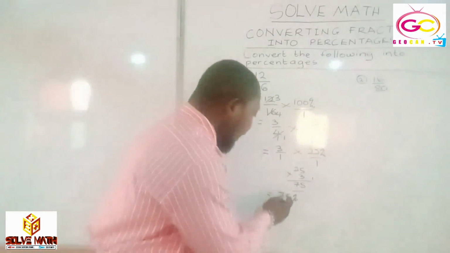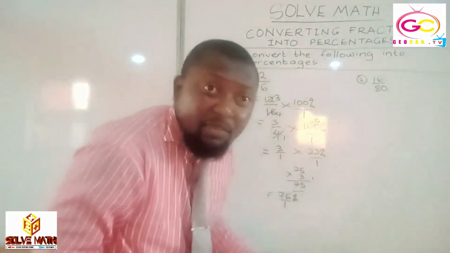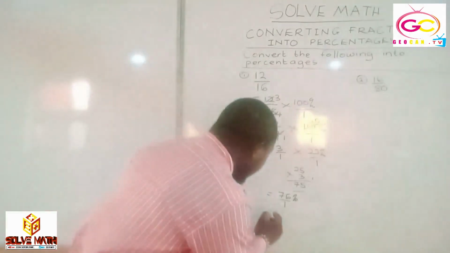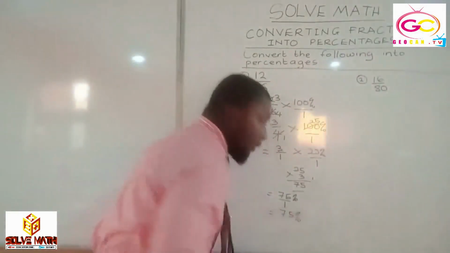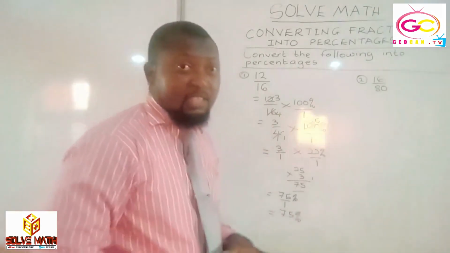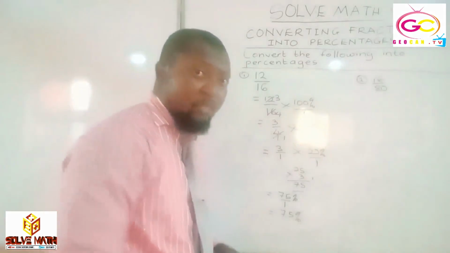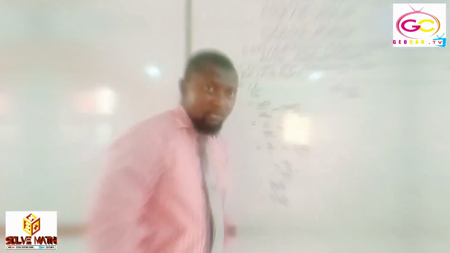Good. So now, any number over 1, 75% over 1 is 75%. So it's equal to 75%. Good. It's easy as ABCD, right? It's simply following simple steps, right? Good. So we continue.